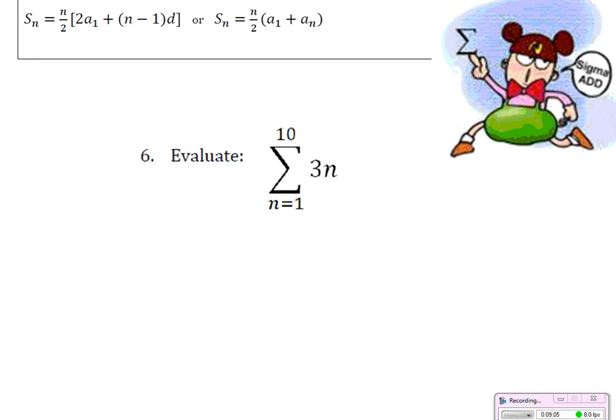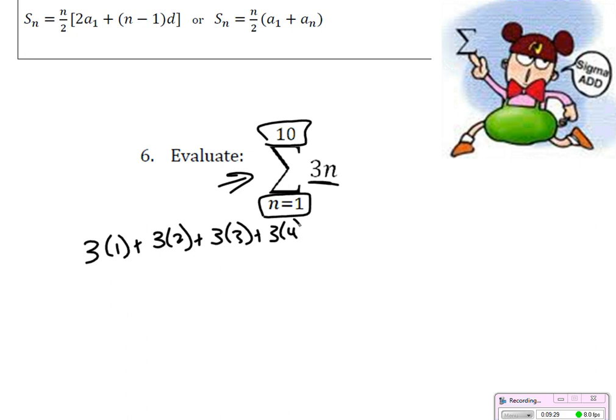So this is going to be the sum. I showed some of you guys how to do this on your calculator. All right, so here's kind of what this means. This means that I start at 1 and I end at 10, and each time I put n in there, then this sigma, this whole big thing sigma, just means add it. So I'm going to take 3 times 1 plus 3 times 2 plus 3 times 3 plus 3 times 4 plus 3 times 5 all the way through, dot, dot, dot, all the way to 3 times 10.